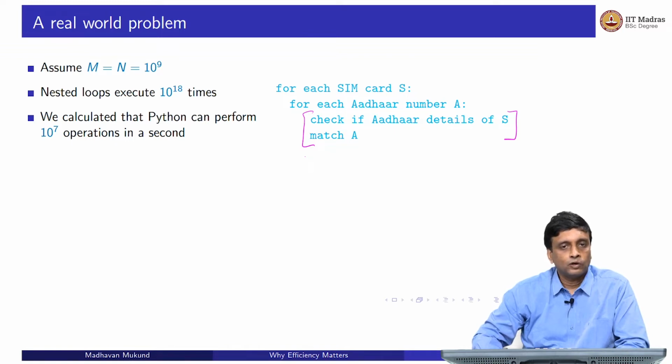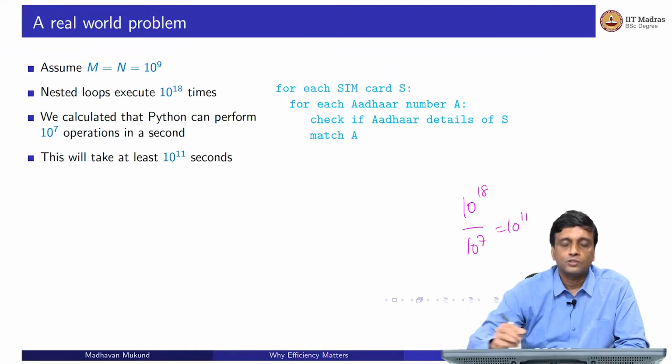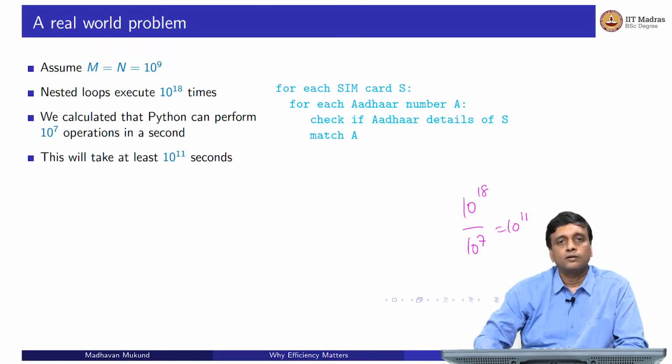and each of these is going to take one operation. So 10 to the 7 operations per second means that I am going to use 10 to the 11 seconds, right. This is just 10 to the 18 divided by the number I can do in 1 second, which is 10 to the 7. So 10 to the 11 seconds is my estimate, a very conservative estimate, for how long this code is going to take to run.